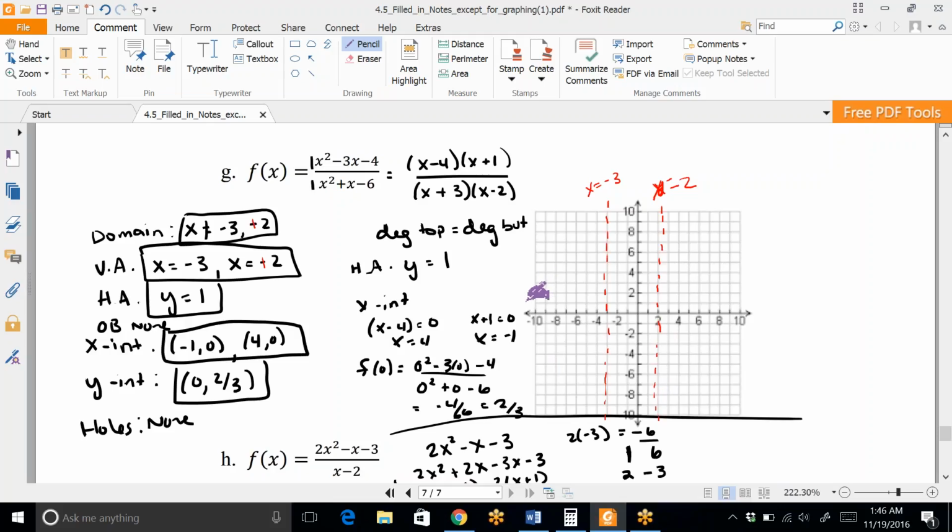And then y equals +1 is my horizontal. So 1 above the x-axis. And then my x-intercepts are -1 and 4, 0. And my y-intercept is 0, 2/3. We want to know, do we cross our horizontal asymptote? So we set the entire function equal to 1 this time because our horizontal asymptote is positive 1.